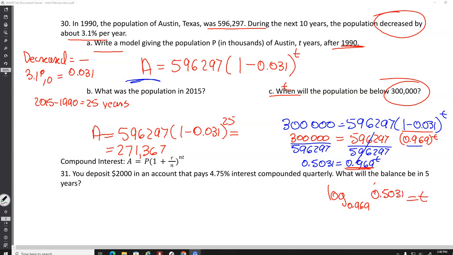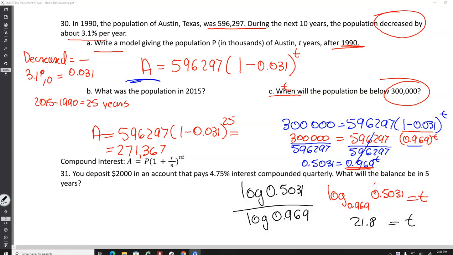And guess what? You're going to use Desmos to calculate it or use the exchange rate formula. So log of 0.5031 divided by log of a base, which is 0.969. You are going to get a T value of 21.8, so you're going to round it up to 22 years. So again, you're treating that as an exponential function, and you're turning this into a log.